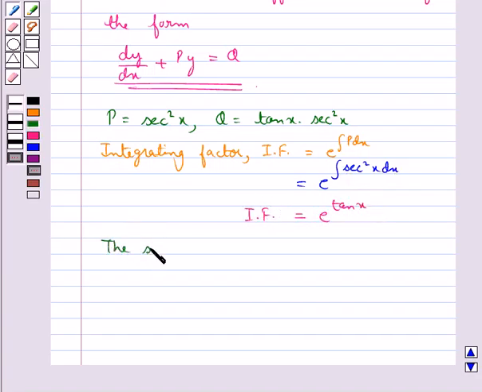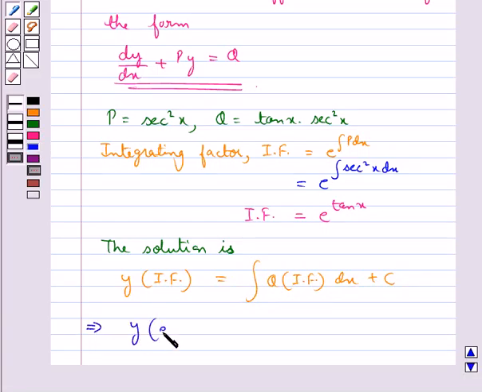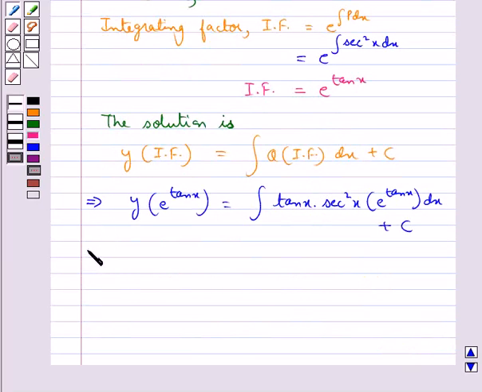Now the solution is given by y into the integrating factor equal to integral of q into integrating factor dx plus c. That is, we put the values for integrating factor and q. So this gives us y into e to the power tan x equal to integral of tan x into sec square x into e to the power tan x dx plus c. That is, we have y into e to the power tan x is equal to integral of e to the power tan x into sec square x into tan x dx plus c.